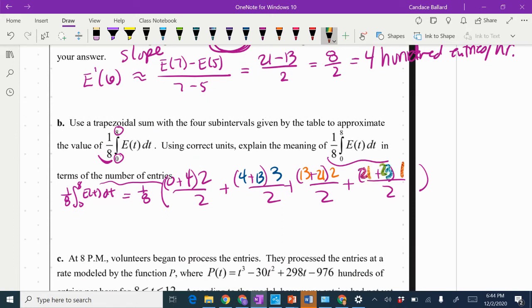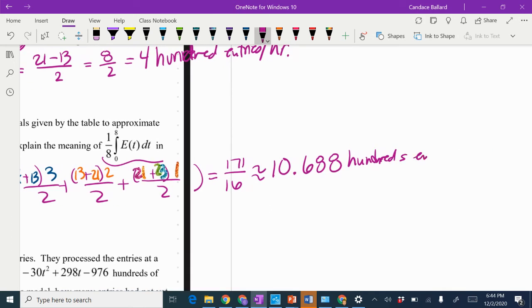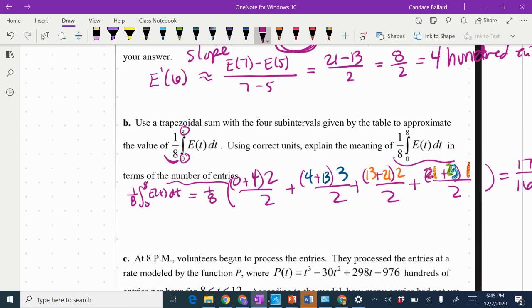All right. Now, technically, we would be done at that point other than labeling it on the AP test. However, if we did go through and do this calculation, it ends up equaling 171 over 16, which is approximately, if I use my calculator, which it said I was allowed to use, 10.688 hundreds of entries per hour. But no, we aren't done yet, because it says using correct units explain the meaning.